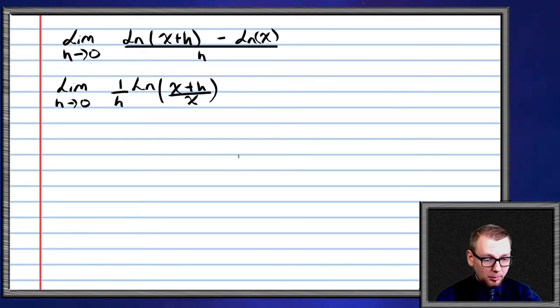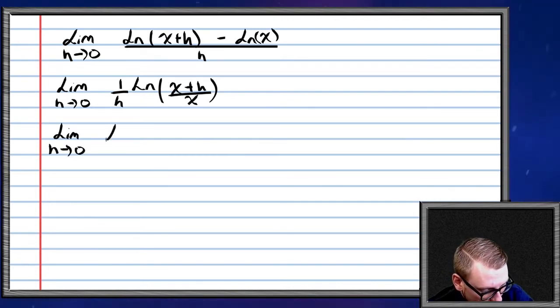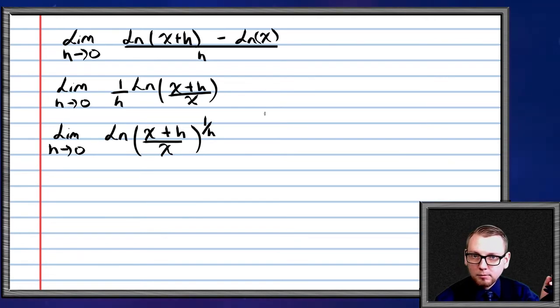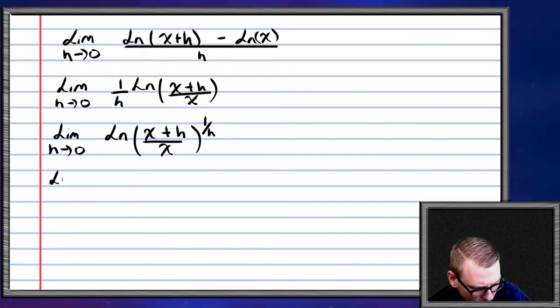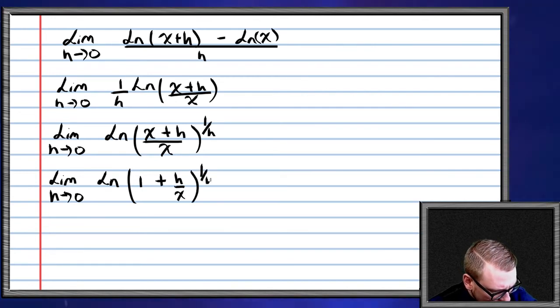Okay, not bad. Next step, again, using logs, we can take what's in front and use it as an exponent in logs. We're going to have the limit as h approaches 0 of the natural log of ((x plus h) over x) to the power of 1 over h. Okay, not bad. Next, we're going to divide out this x. We're going to have the limit as h approaches 0 of the natural log of (1 plus h over x) to the power of 1 over h.